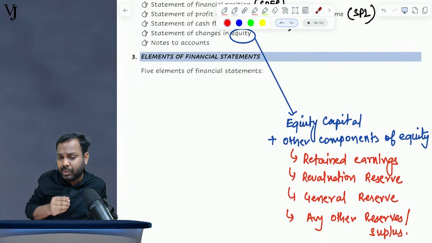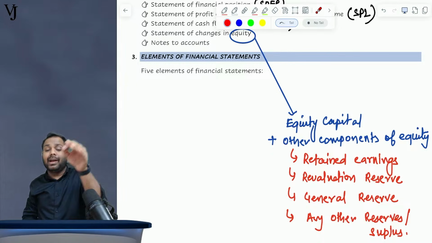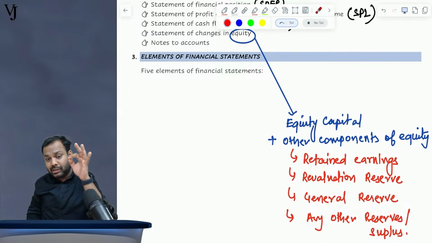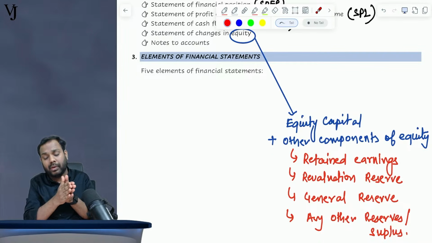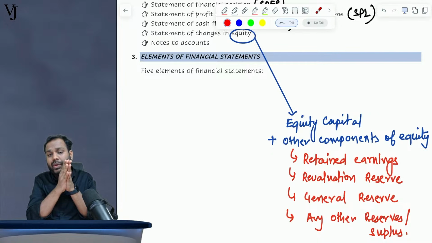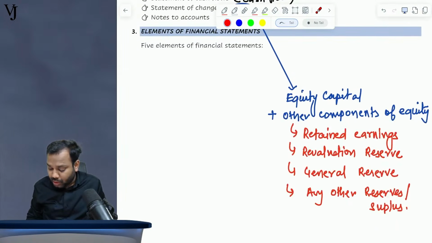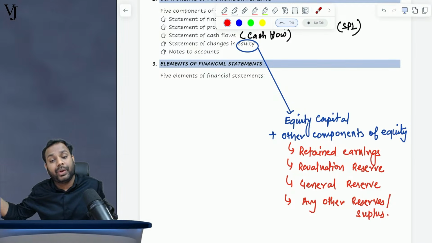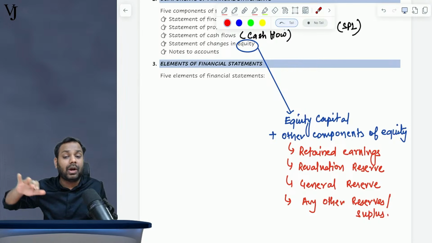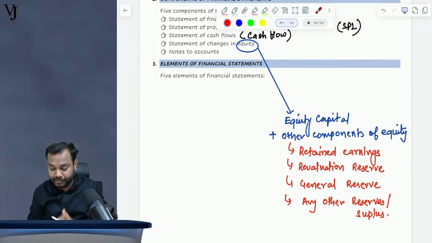The only thing I'll assume in my class is that you know the basic rules of debit and credit and the basic journal entries. Rest everything I am going to teach from the very scratch. Whatever I'm teaching will be discussed in depth subsequently. Today we are just becoming familiar with the terms, that's all.